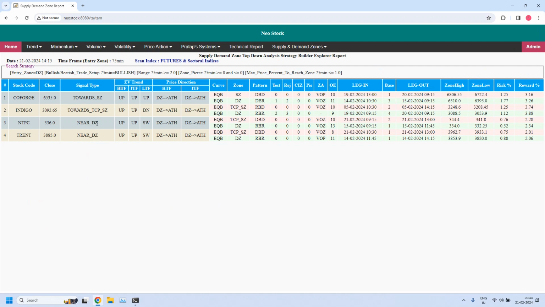NTPC is near to the demand zone. Trent is near to the demand zone. Probably these stocks we will get, even stocks near demand and supply zones also at 75 minutes time frame. And remaining 2 are near to the demand zone. Currently their price direction is towards the supply zone. If any of these stocks, if we get an entry, we can take. But look into this. This is already tested once. And this one is also already tested 2 times.